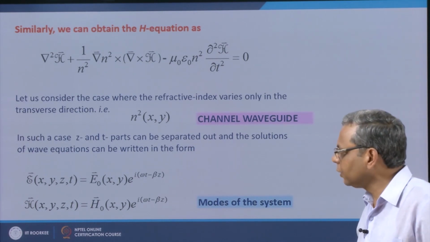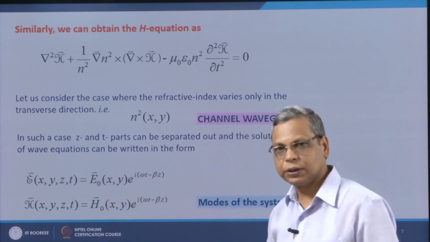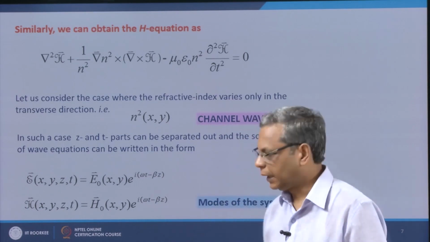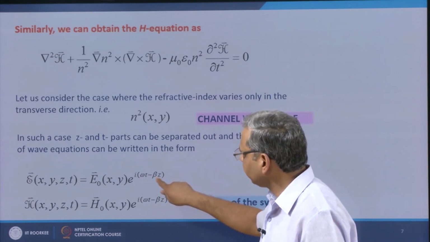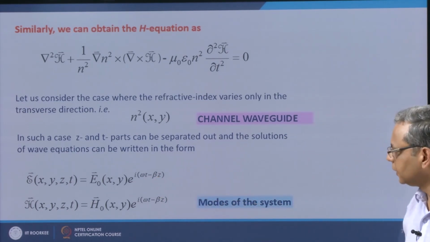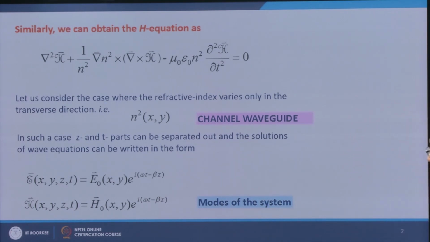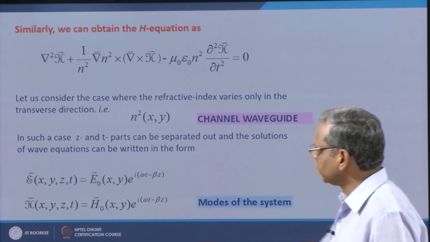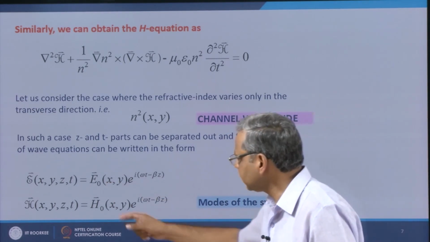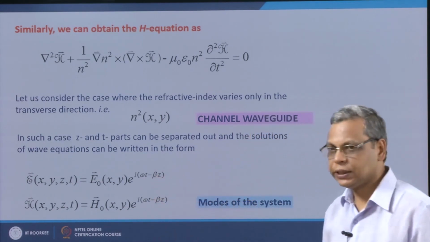and as I will find out, there can be only certain such functions possible which sustain their shape and propagate with certain propagation constant beta. These are the modes of the system. So, now my problem reduces to finding these functions E 0 of x y and H 0 of x y and their corresponding propagation constants beta.